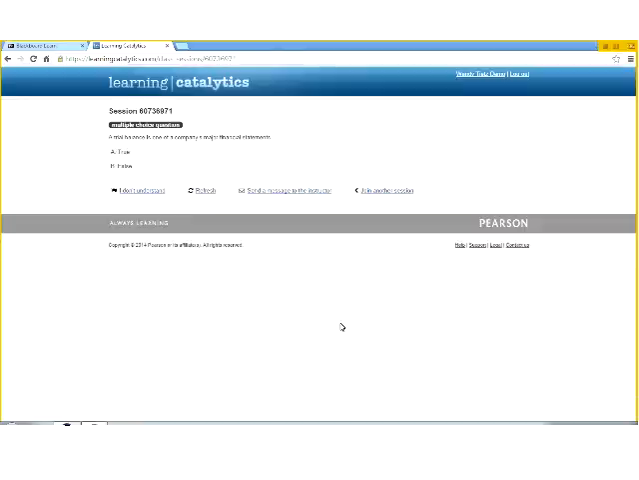Okay, another true false. A trial balance is one of a company's major financial statements. True or false?